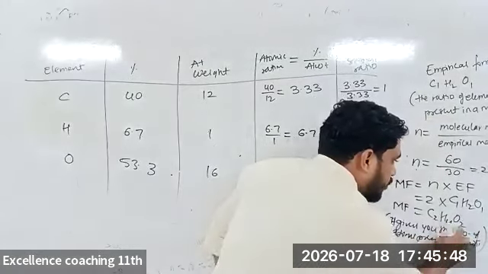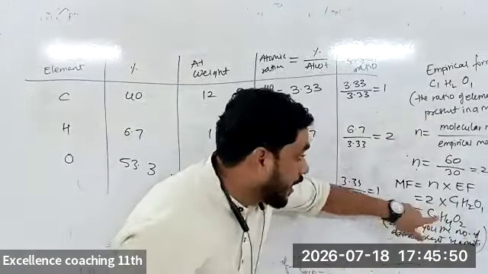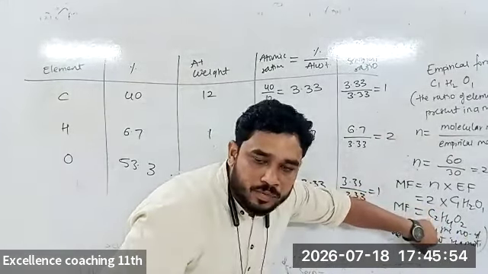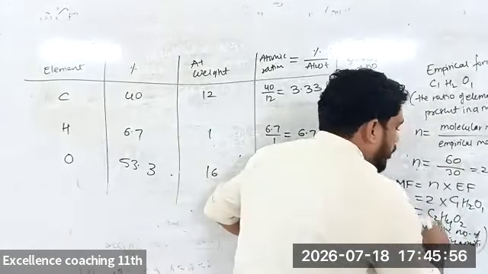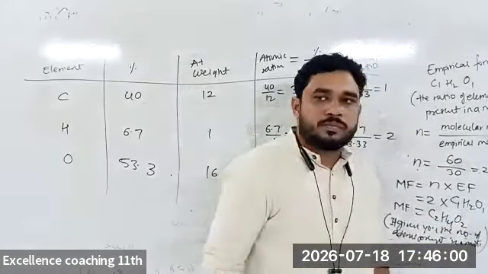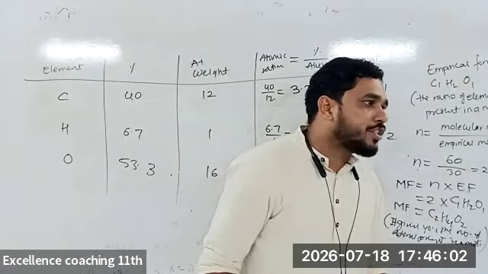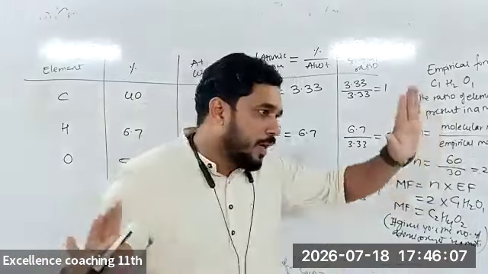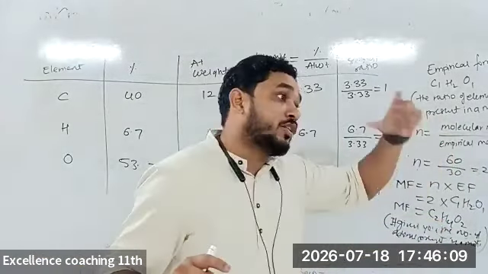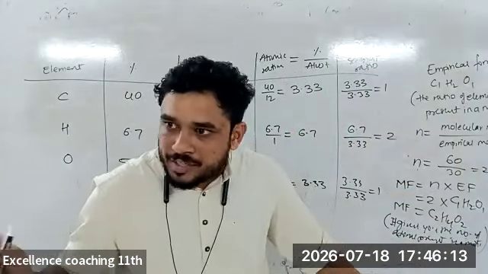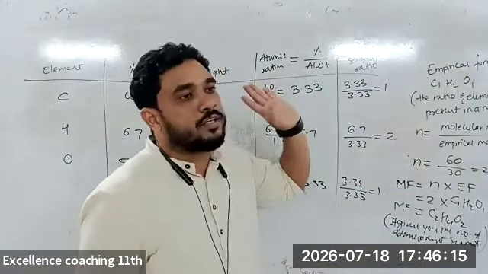1:2:1. Yes. If you calculate the molecular mass, is it 60? Check. 12 into 2 is 24, 24 plus 4 is 28, plus 32, 28 plus 32 is 60. Means you all are correct. If the molecular mass is given and your molecular formula matches it, you are correct. Understood now? This is the way to calculate.